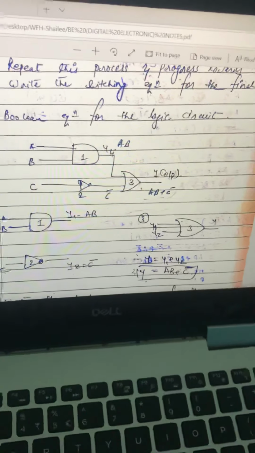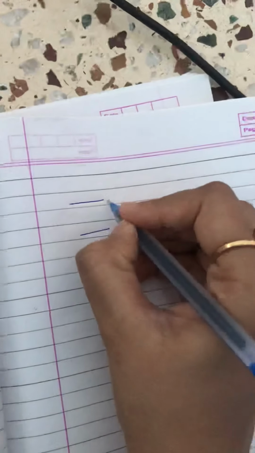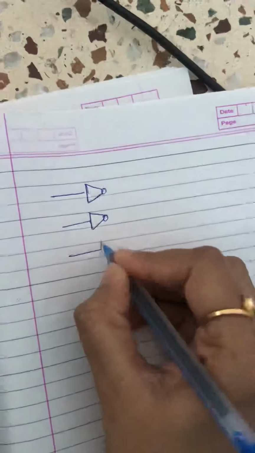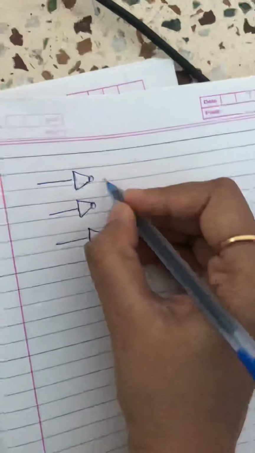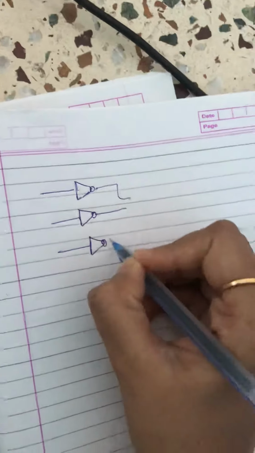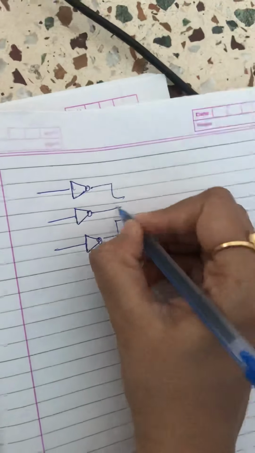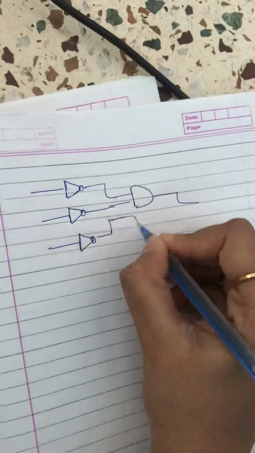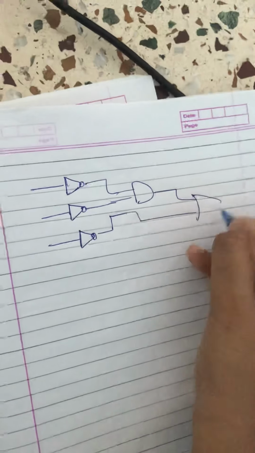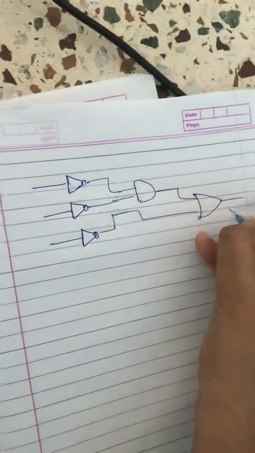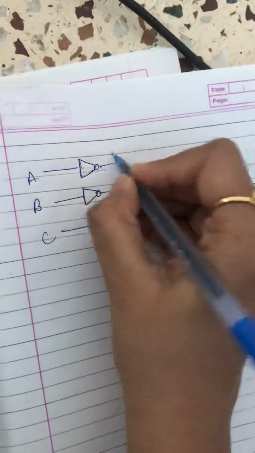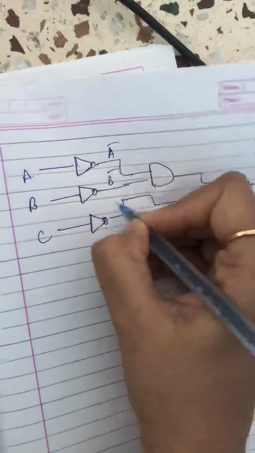Let's do one more. Let me draw it for you. 1 NOT gate, 2 NOT gate, and 3 NOT gate. That is one AND gate. And this is just with the OR gate, and this is your output. Let's take an example A, B and C. So here they become A bar, B bar and C bar.